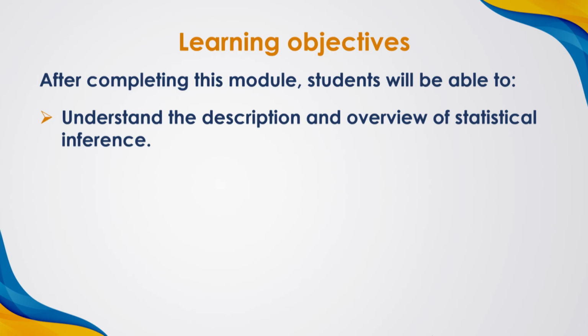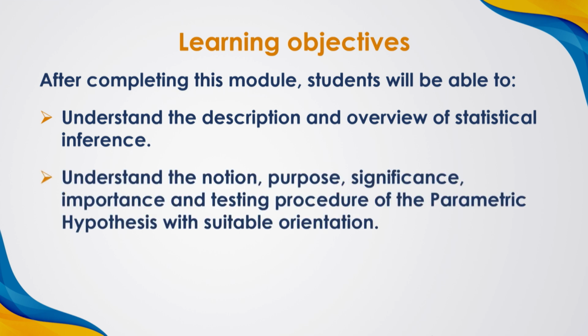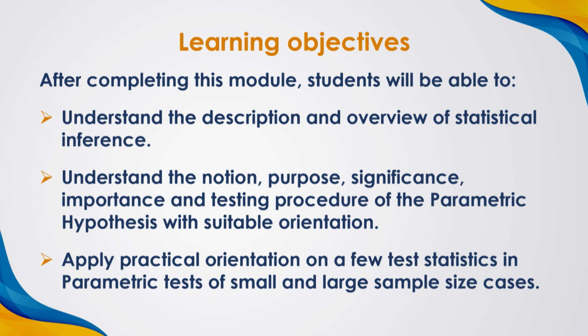What are we going to learn in this lesson? Let us look at the learning objectives. After completing this module, students will be able to understand the description and overview of statistical inference, understand the notion, purpose, significance, importance and testing procedures of the parametric hypothesis with suitable orientation, and apply practical orientation on a few test statistics in parametric tests for small and large sample sizes.